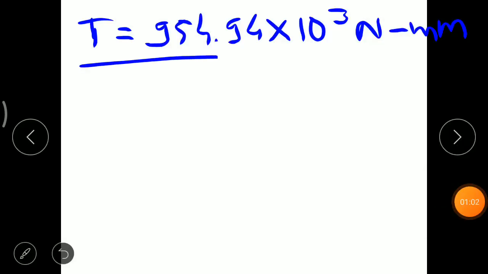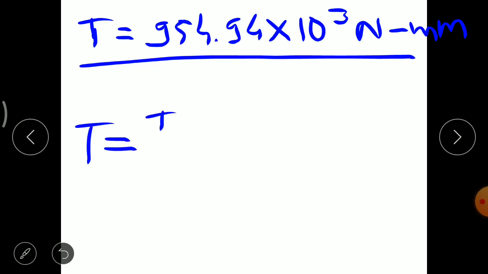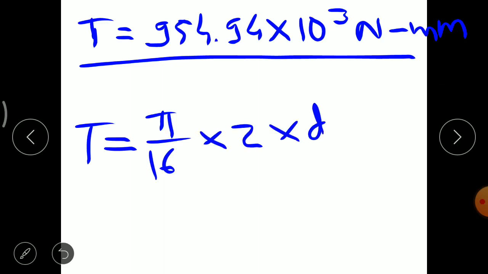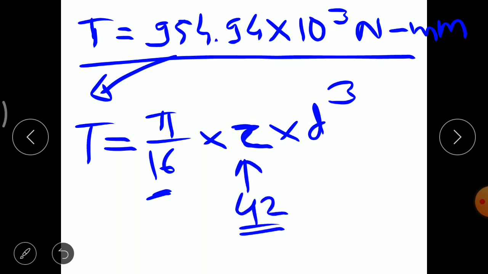And after the value of torque T, we will put this value in our main equation of torque transmitted by the shaft, that is T equal to pi by 16 into tau into d cube. Here we will put the value of torque, pi by 16 as it is, and the value of tau, that is shear stress, is 42 MPa that we have in our problem, and we have to find d cube first of all. Now we will put all the values.